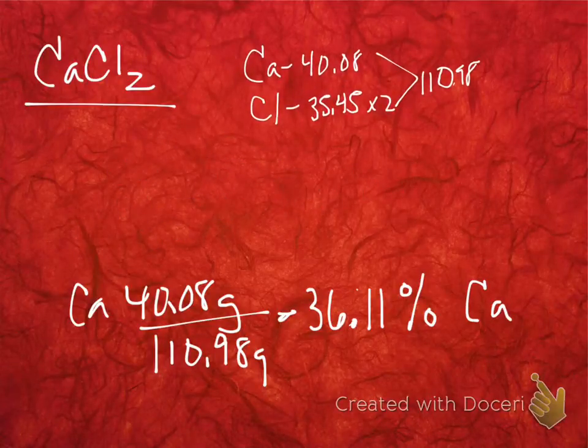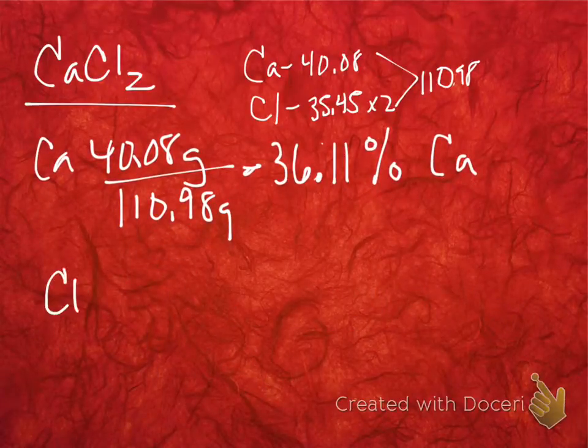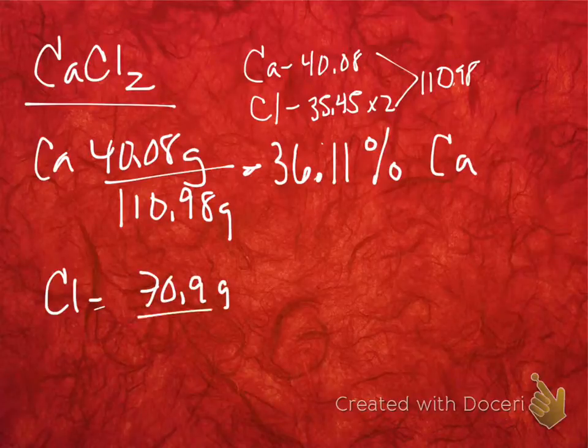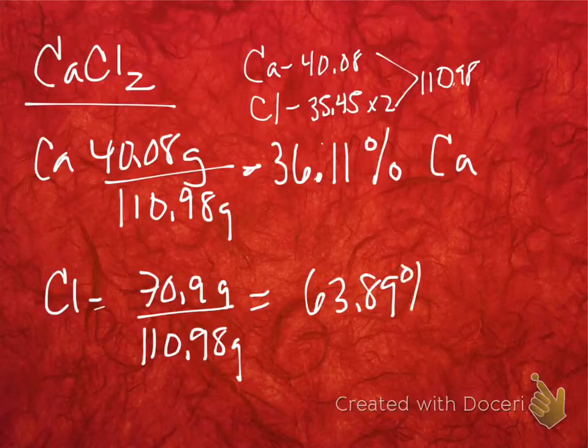Let's move that up. And then chloride, we have 70.9 grams of chloride in every 110.98 grams of the compound. So once we divide out and multiply by 100, we get 63.89% chloride. Okay? As I said, that was the one people did the best on. It was simple. 2 parts, 2 pieces, and you got the formula.